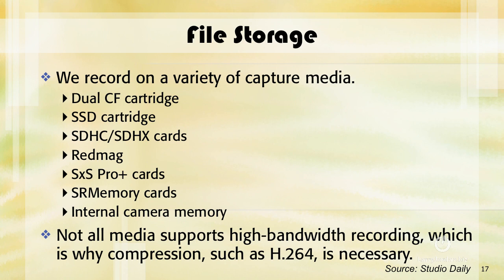We also have an issue with file storage. We record on a variety of capture media. There's dual CF cartridges and SSD cartridges, SDHC and SDXC cards, Red Mags, S/S Pro Plus cards, SR memory cards, even internal camera memory. Not all media supports high bandwidth recording, which is why compression, such as H.264, is necessary. For instance, SDHC and SDXC cards can't record at a high data rate. That's why H.264 is being used in all DSLR cameras. It's not that the camera can't generate uncompressed video, it's that the card itself can't record that video fast enough, and it would then drop frames.